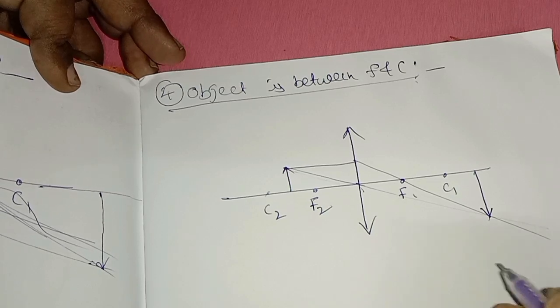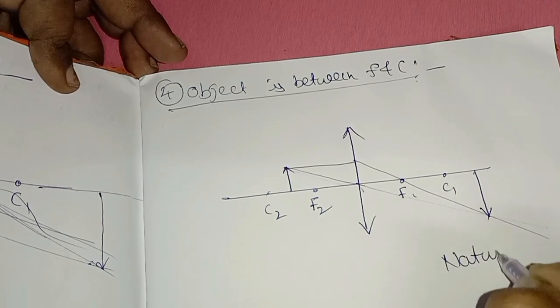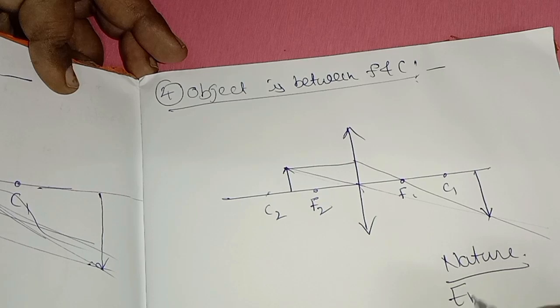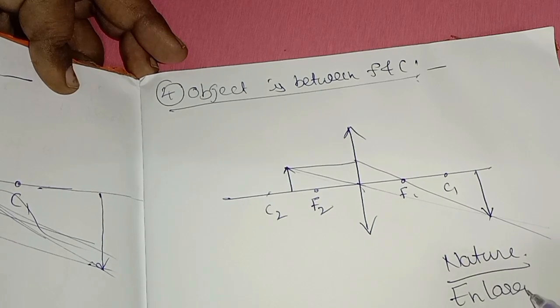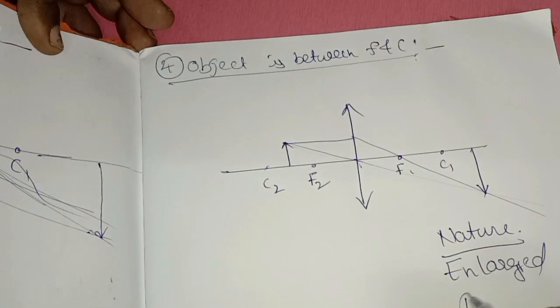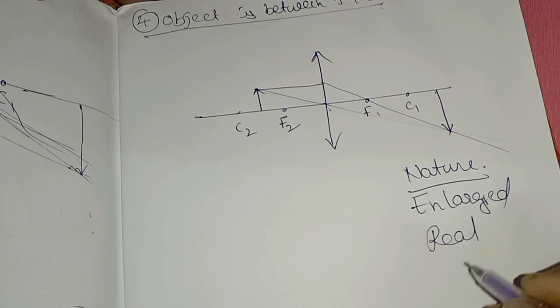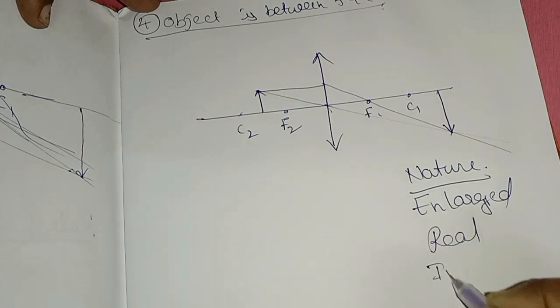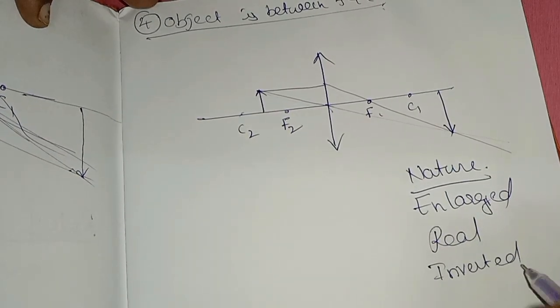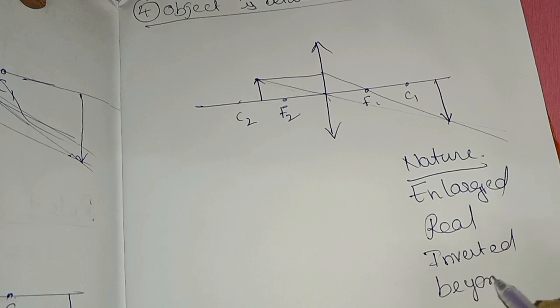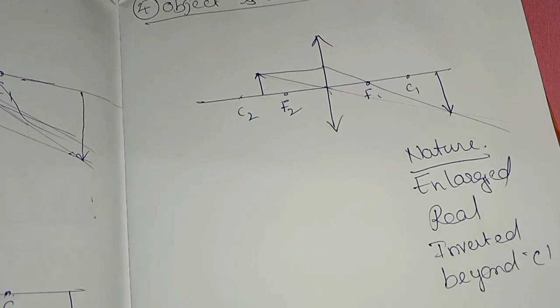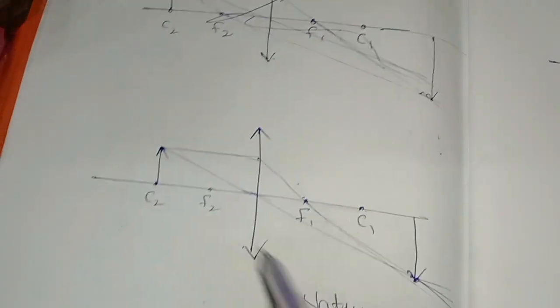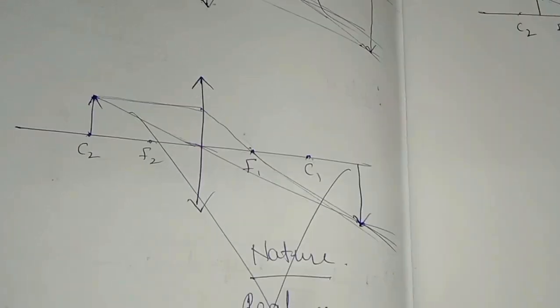Nature of the image: enlarged, real image, inverted, and beyond C. See, right? So what we discussed here is completely went wrong. Okay, we'll discuss this situation here.